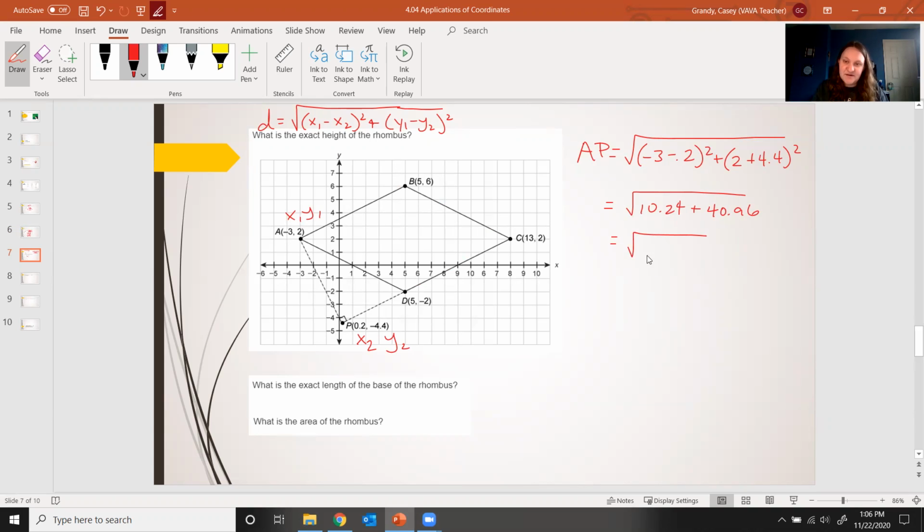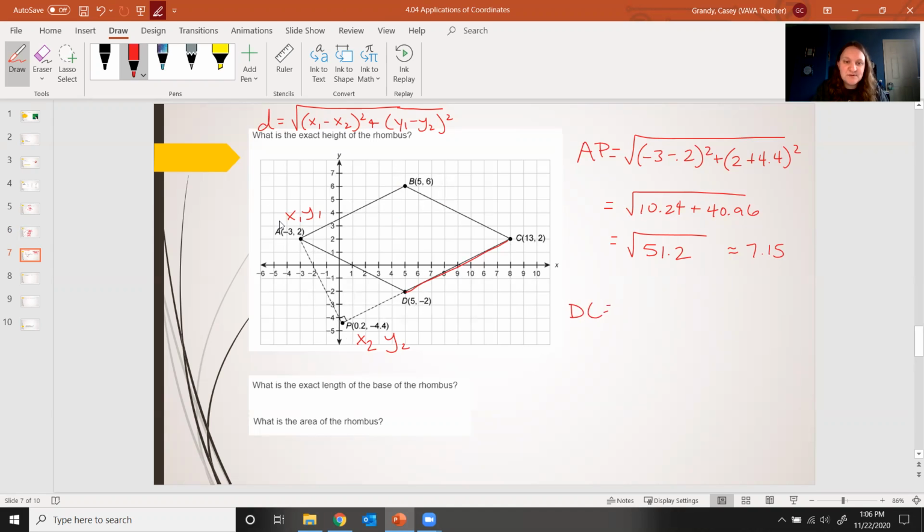When I add those together, 51.2. So the exact height is 51.2. If I had asked you for a rounded height, you could say that's about 7.15. All right, then it says, what is the exact length of the base? So the length of the base would be DC or AB. So let's calculate DC.